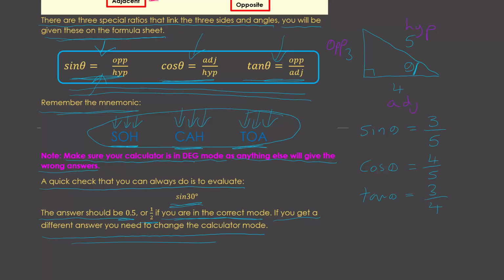So why might it be in the wrong mode? Well, let's say somebody in an older year group has used your calculator. There are other ways of measuring angles other than degrees, and they may have changed to one of those other methods. So you need to make sure that you are back in degree mode, because in year 9 you're only going to be working in degrees.